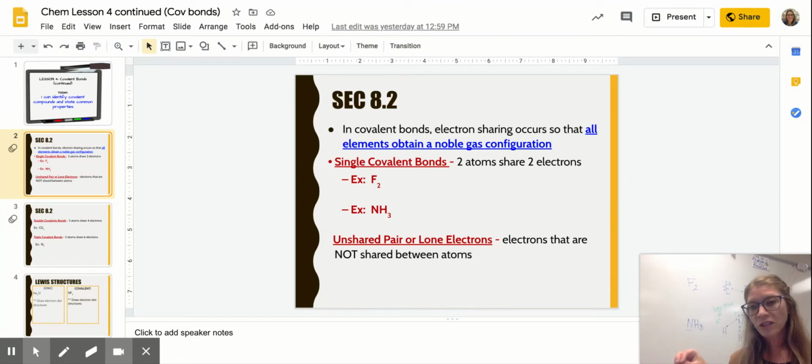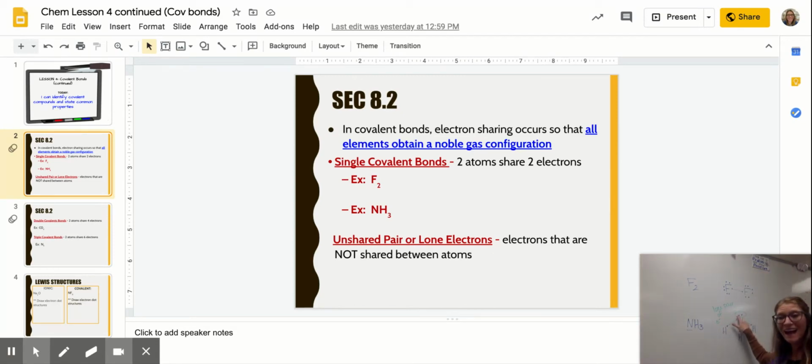When those unshared electrons are on the central atom, then they can change the shape of the atom, which then can change the properties of the atom. So even though these electrons are not bonded to anything, they are super, super important. They're just as important as a regular bonded atom.